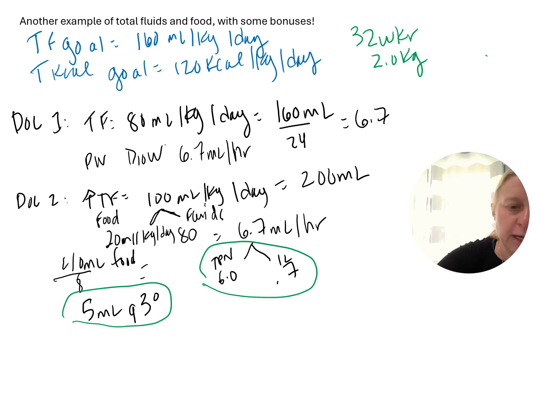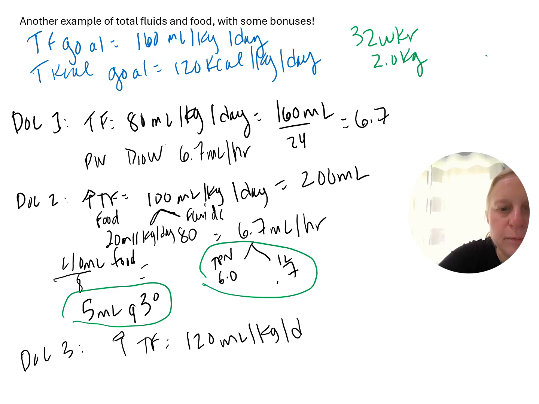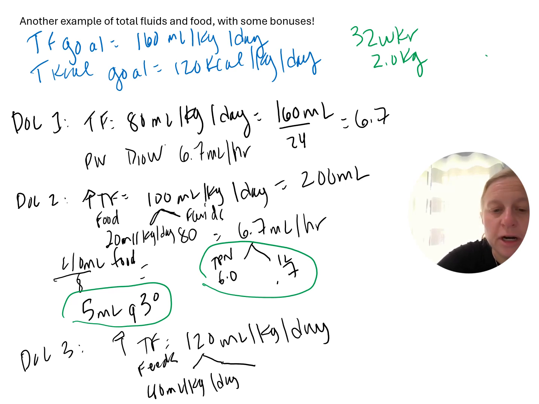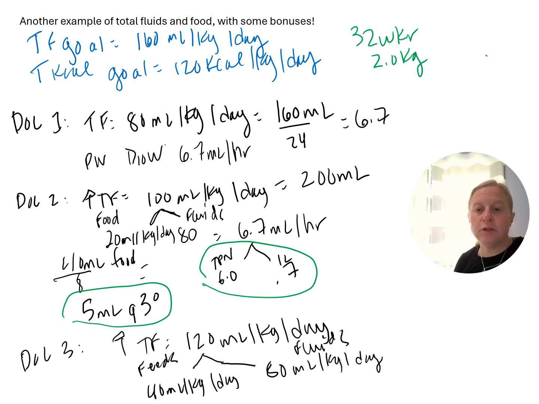So day of life 3, we are going to increase our total fluids, my handwriting is atrocious, to 120 mils per kilo per day. Again, we are going to increase our feeds because mom is doing great. So we're going to equal that out by turning our feeds up to 40 mils per kilo per day. And our fluids are going to stay at 80 mils per kilo per day. Okay? So our total is still 120. So your IV is still running at 6.7.